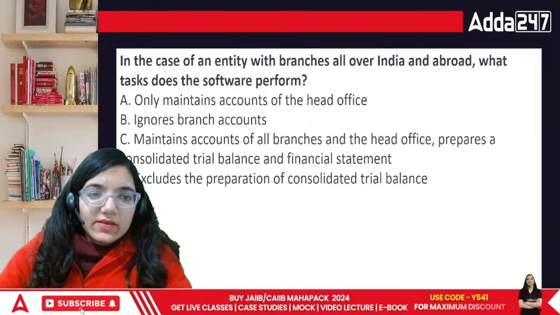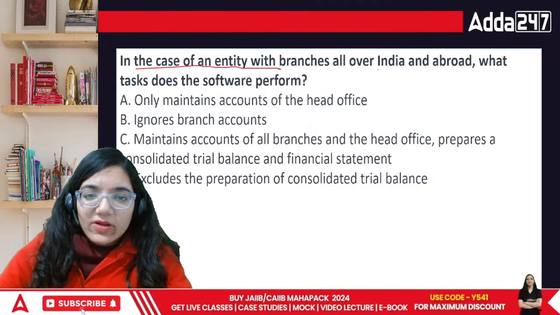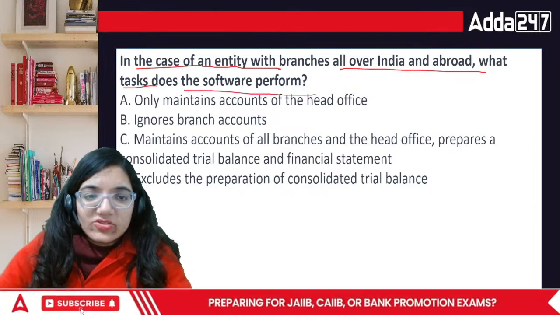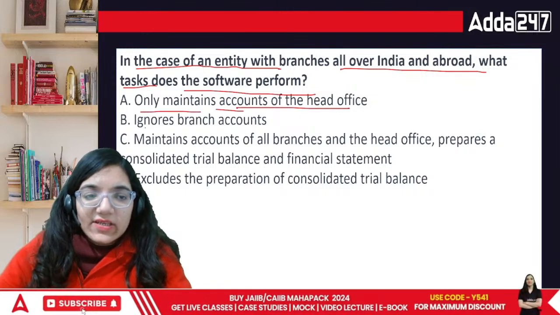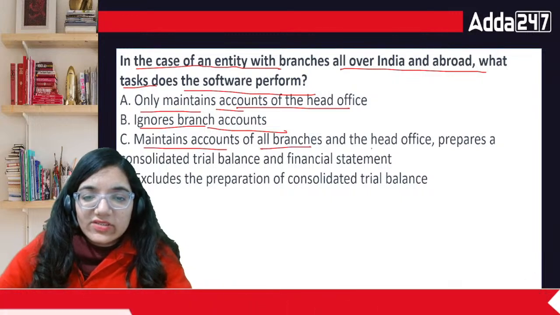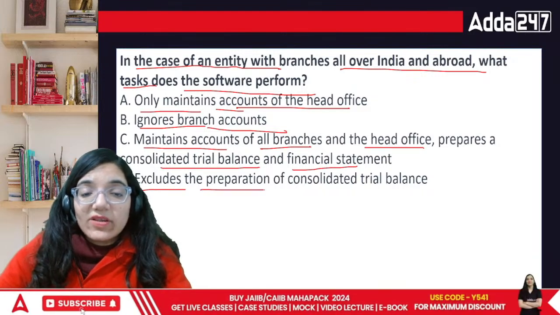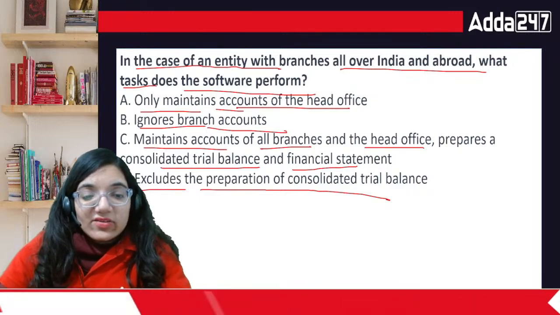Then, in the case of an entity with branches all over India and abroad, what tasks does the software perform? It only maintains accounts of the head office, ignores branch accounts, maintains accounts of all branches and head office and prepares the consolidated trial balance and the financial statements, or excludes the preparation of the consolidated trial balance. What is going to be the answer according to you, everyone?